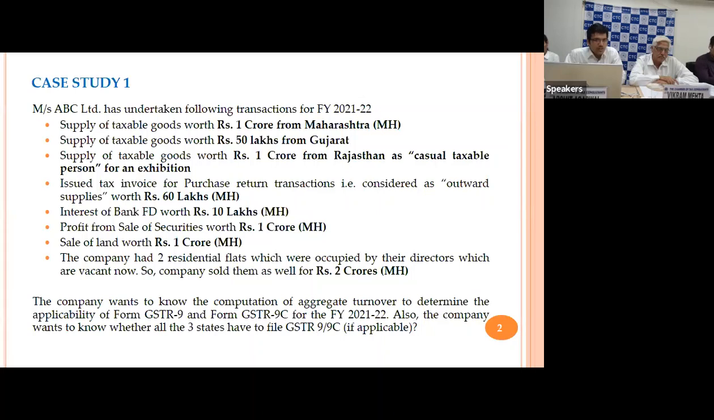Maharashtra or for Gujarat or for Rajasthan or for all the three locations. How do you compute the exempt turnover under 9C? So basically, this is the query, and on this we can have the views of everyone. Whoever wants to participate can raise their hands, so we can unmute them.